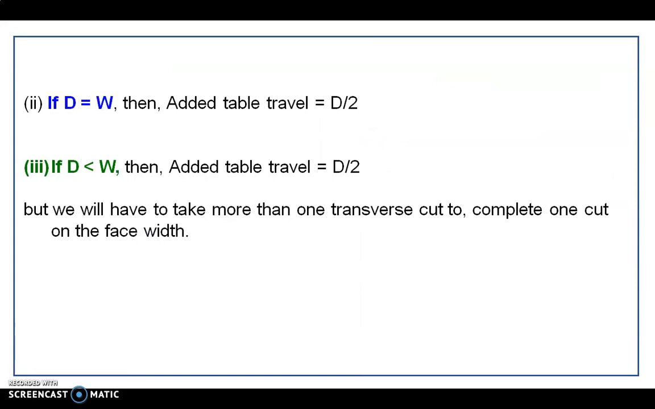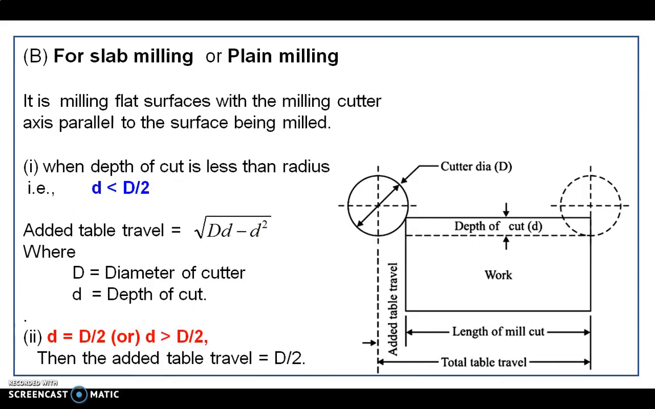When the diameter is equal to the width, the added table travel equals D by 2. Even if you substitute these values in the previous equation, you will get the same. Case 3, if D is less than the width of the workpiece, then added table travel equals D by 2. But we need to have more than one traverse to cut the workpiece completely.